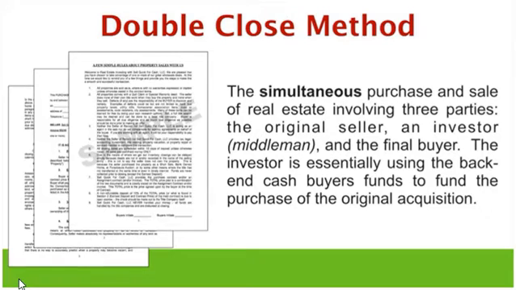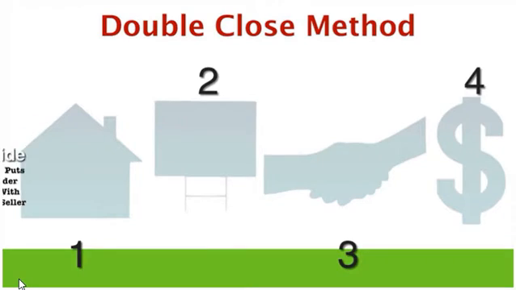The other closing method is called the double close, and it's the simultaneous purchase and sale of real estate involving 3 parties: the original seller, the wholesaler, and the final back-end cash buyer. The wholesaler is essentially in the middle, right? And they're using the cash back-end buyer's funds to fund the purchase of the original acquisition. Here's what I mean. Works like this.